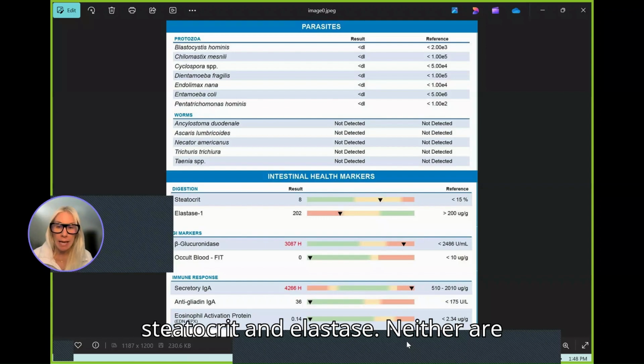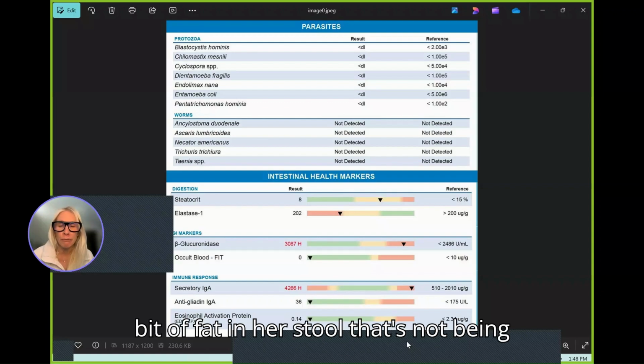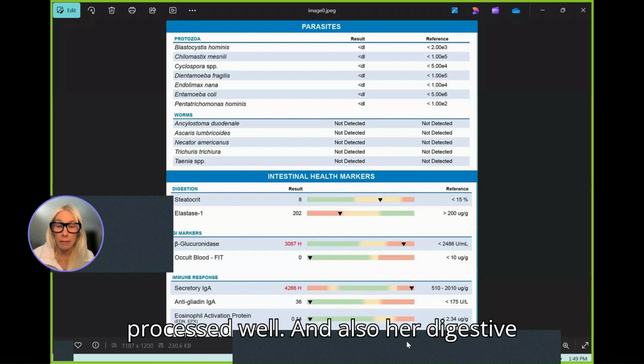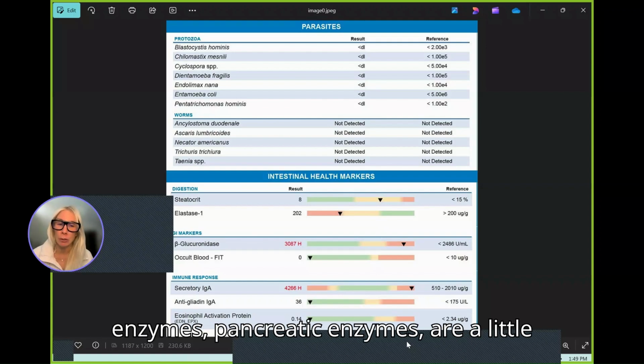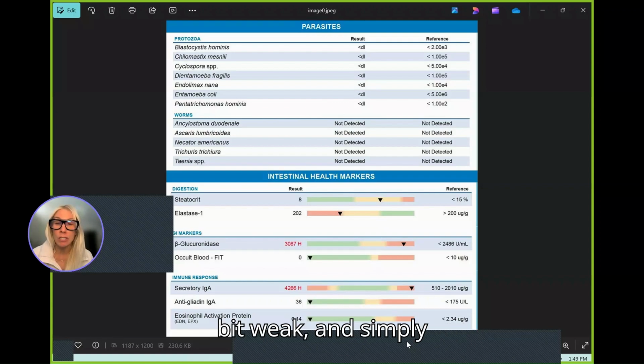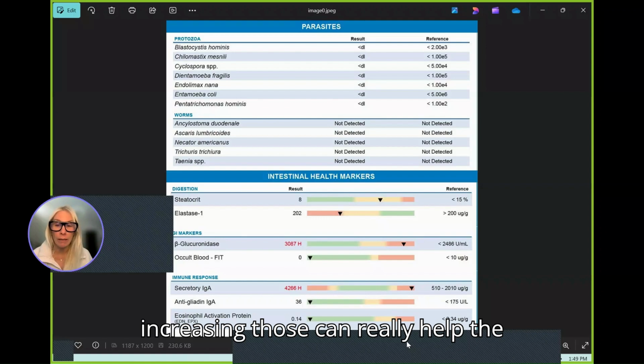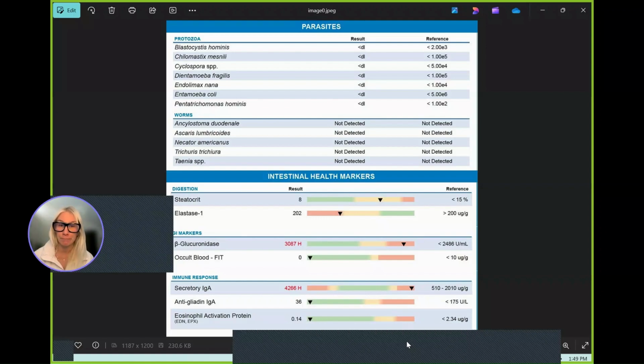We look at steatocrit and elastase. Neither are optimal. It's telling me there's a little bit of fat in her stool that's not being processed well. And also her digestive enzymes, pancreatic enzymes, are a little bit weak. And simply increasing those can really help the beginnings of digestion here.